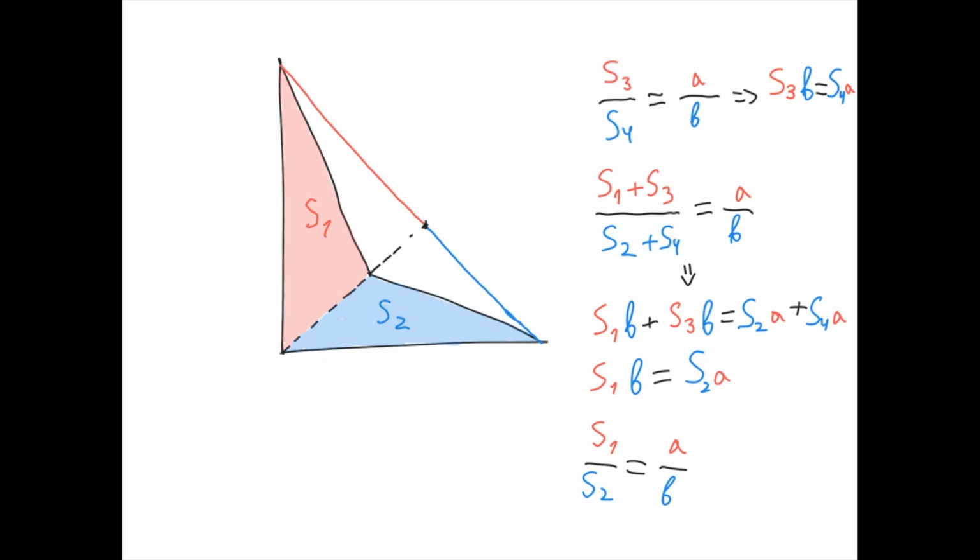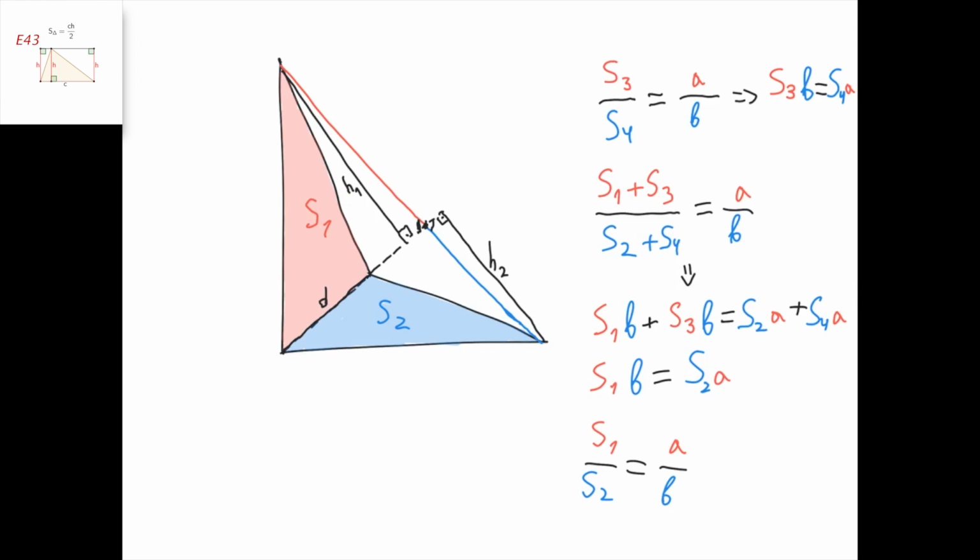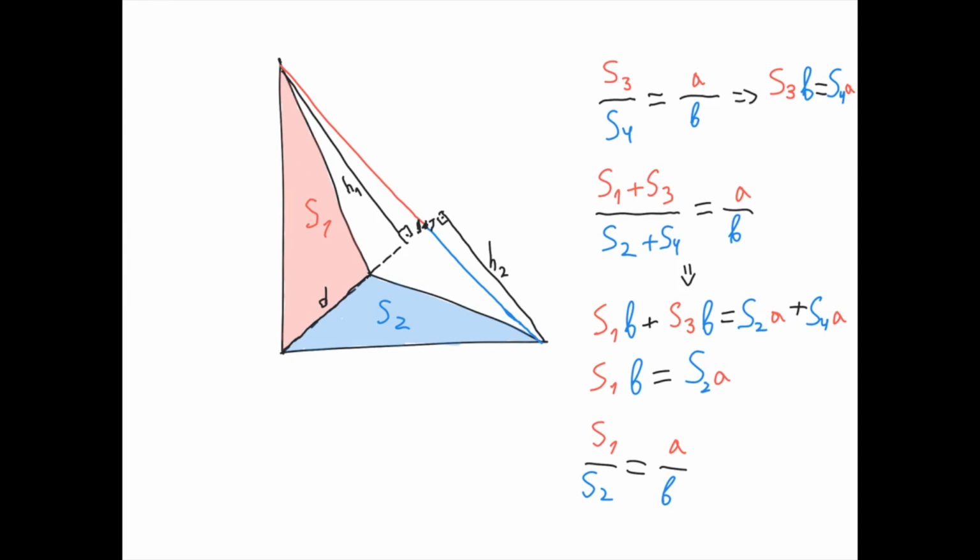A way you could prove that is to drop perpendiculars from this point to the dashed line here. So one of the perpendiculars will go maybe this way and the other one will go this way. Then the area of S1 would be d times the height h1 divided by 2, and the area of S2 would be d times the height h2 divided by 2. And so the ratio of the two areas would be exactly h1 divided by h2.